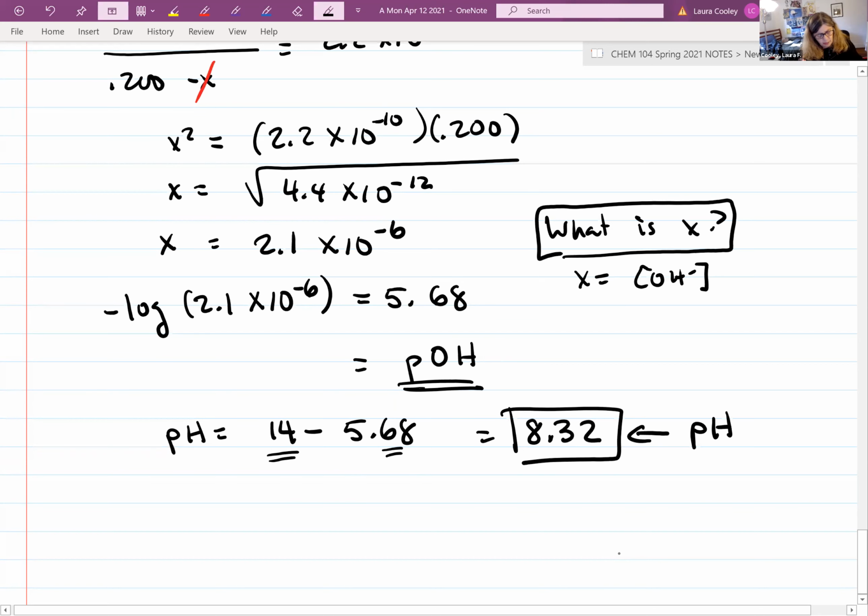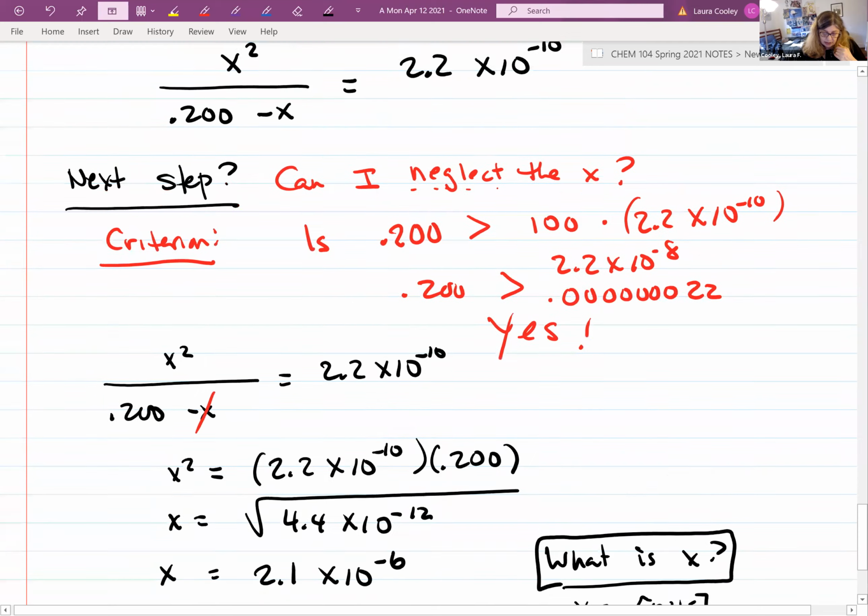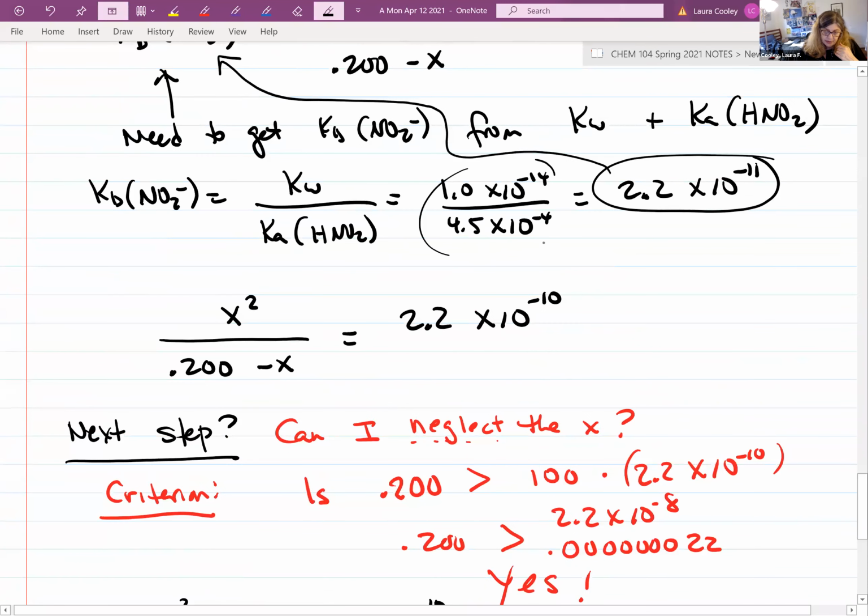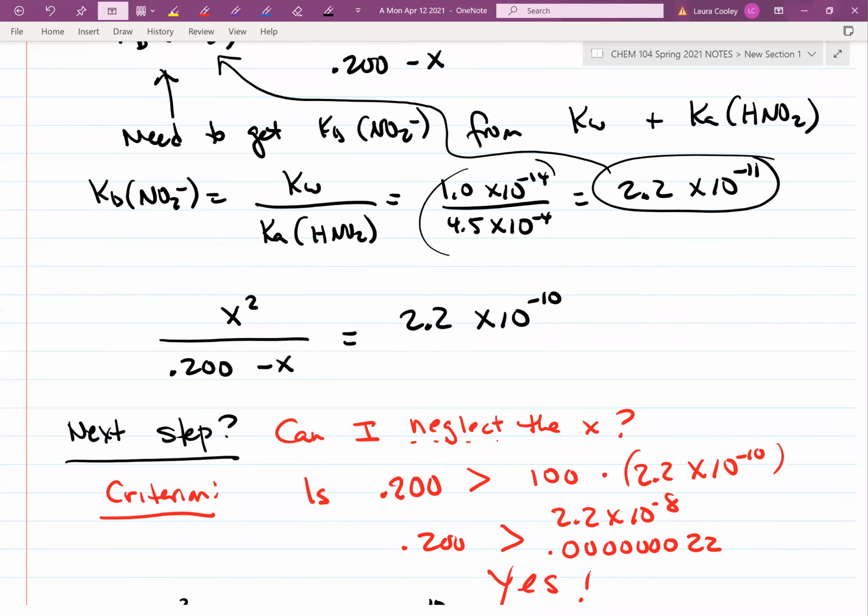Okay, so there's a couple of little things you have to do in this problem that you didn't have to do in a regular acid dissociation problem or base dissociation problem. First of all, you have to figure out what the K is, and you have to do that by using the Kw. That's one thing you have to do. The other thing is you may get the pOH at the end, and that's not what you want. You want the pH, so be careful.